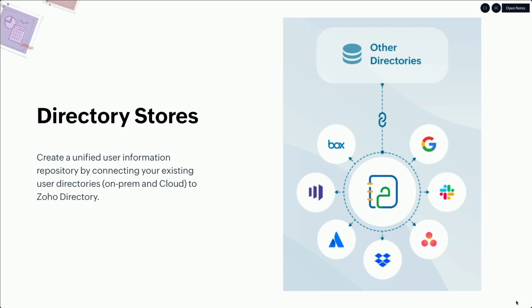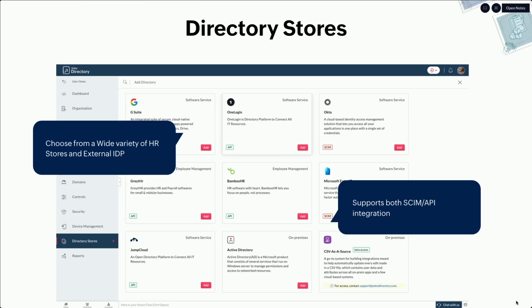Zoho Directory offers a variety of stores or integrations out of the box for both on-premise and cloud systems. These can be of various kinds, coming from HR applications or external IDPs, which are identity providers, or any other application or any other directory for that matter. And if you don't find your directory on this list, we also provide a custom integration that supports both SCIM or API integration. So if you don't find something available out of the box, do not worry. We also provide a custom option to integrate with these directory services.